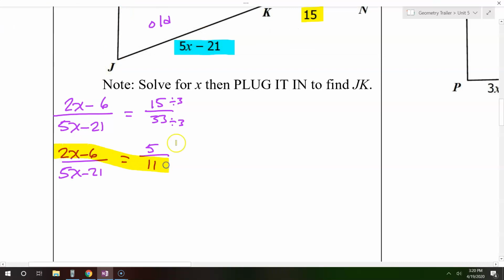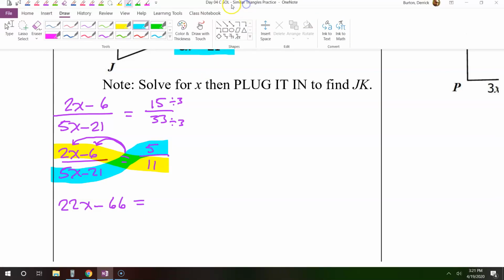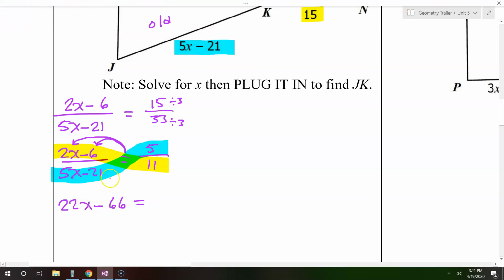So let's do this diagonal. And we are taking the 11 and we're doing the distributive property. So that's going to be 22x minus 66. Now let's do this diagonal. Okay, we're going to take this 5 and we're going to multiply it by both of these guys. So 5 times 5 is 25. 5 times 21, I think, is 105, actually.